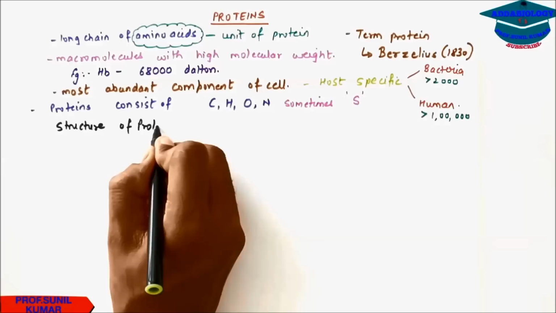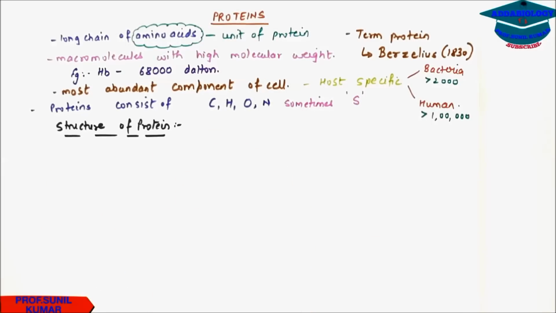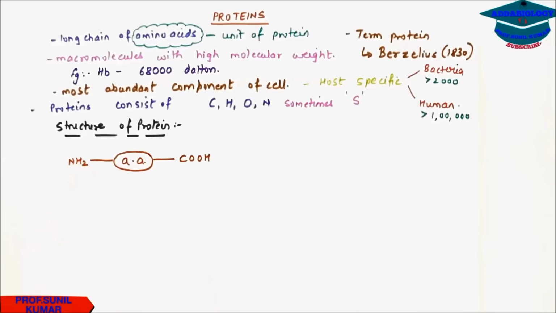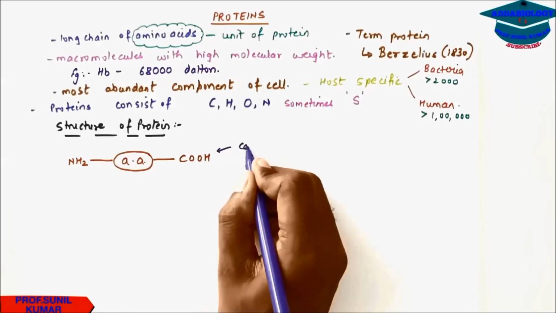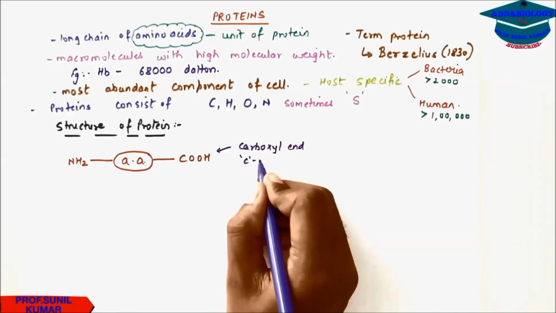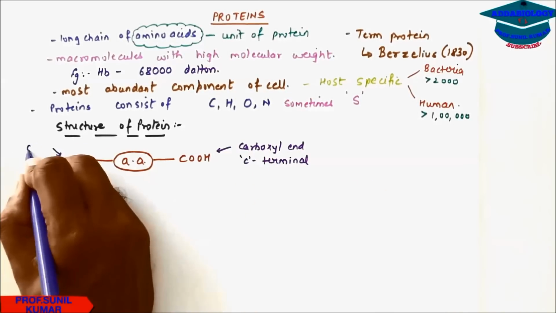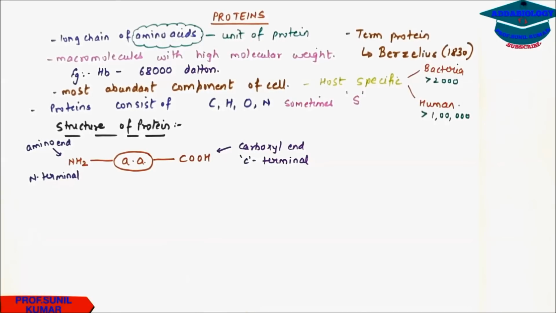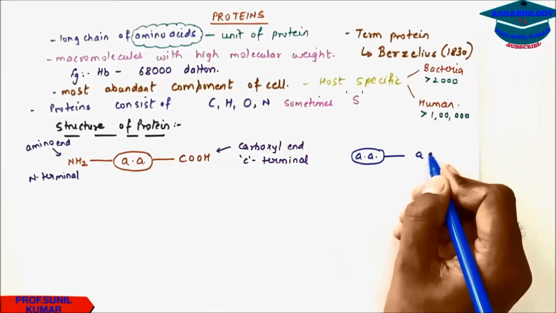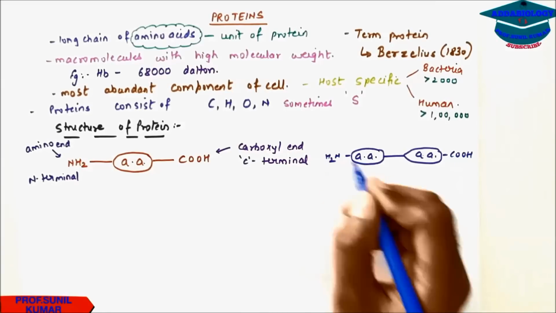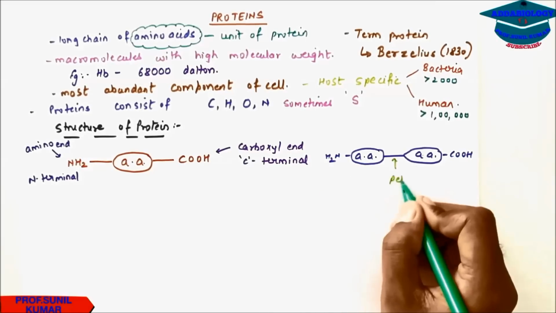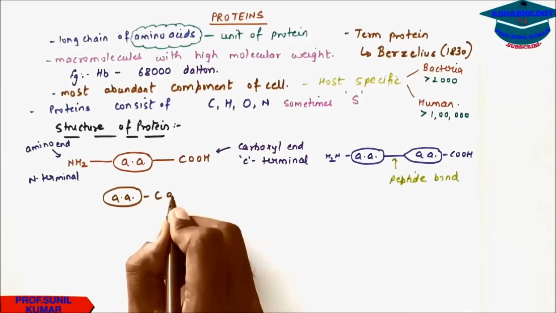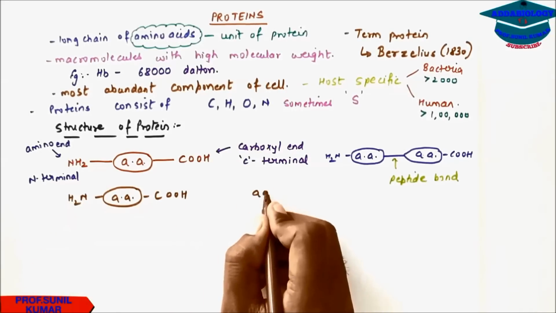When we talk about the structure of proteins, they are made up of amino acids. Whenever we write one amino acid, we need to understand there are always two free ends, COOH and NH2. COOH is carboxyl, also called the C terminal, and NH2 is amino, also called the N terminal. If you want to join two amino acids, you join them by a peptide bond. How is this peptide bond formed? Again, it is formed by loss of a water molecule, as we have seen in the glycosidic bond.